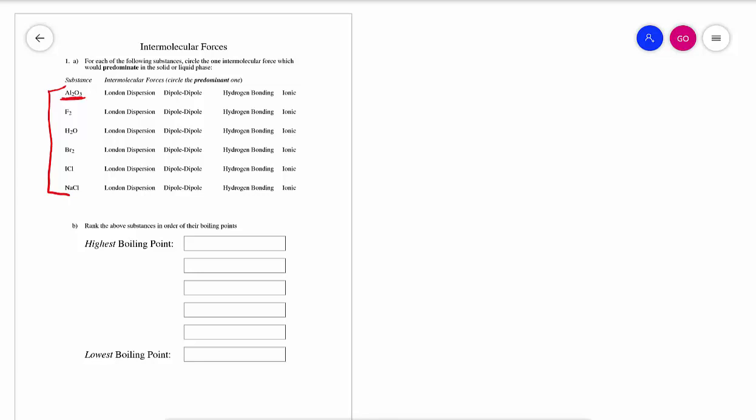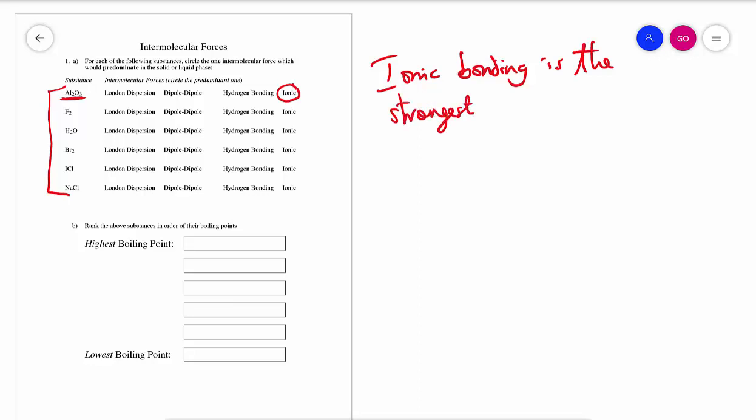It is an ionic compound, and ionic bonding is the strongest bonding we have in chemistry. Ionic bonding is the strongest in chemistry. So, in Al2O3, ionic bonding will predominate.